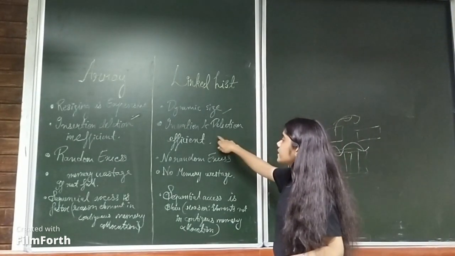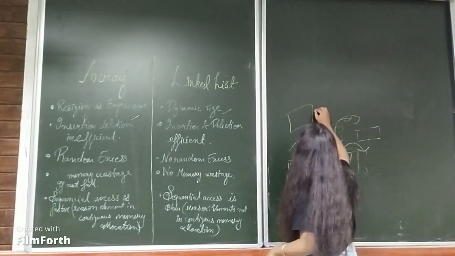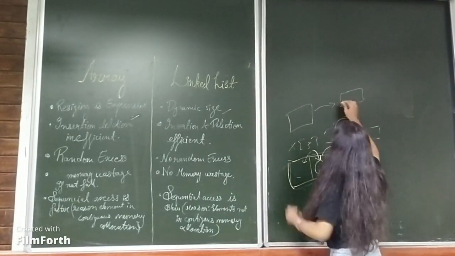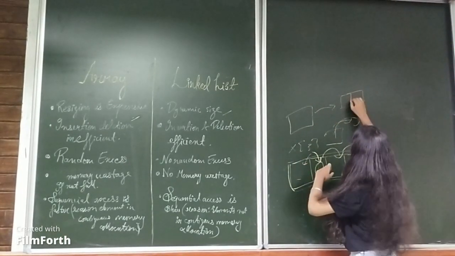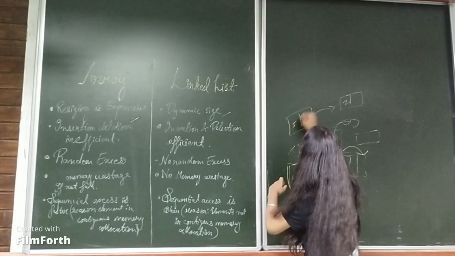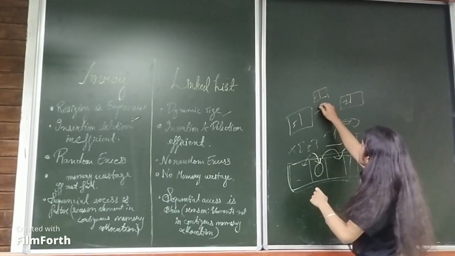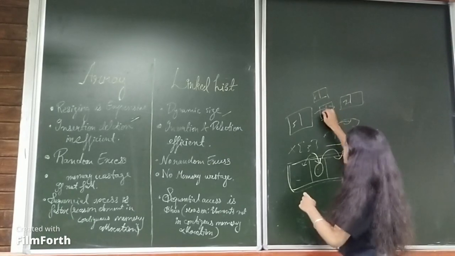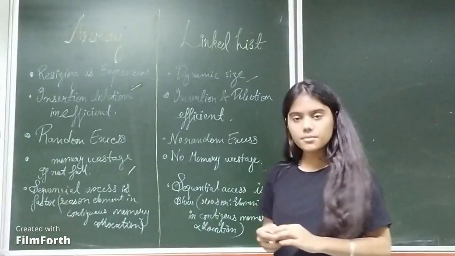In a linked list, insertion and deletion is efficient. How? Suppose this is a node. Here we also want to insert another node. Suppose we have here 7, here 5. We have to insert here 6. We can directly insert a node in between and put here 6. So this is an efficient way of insertion and deletion.